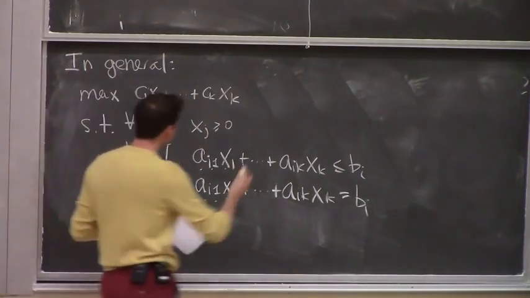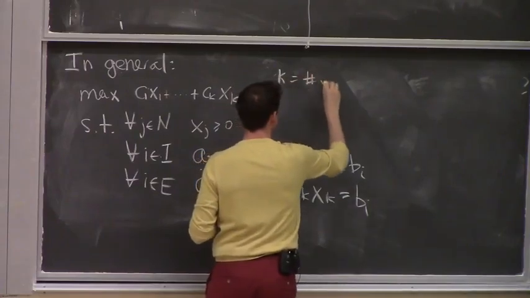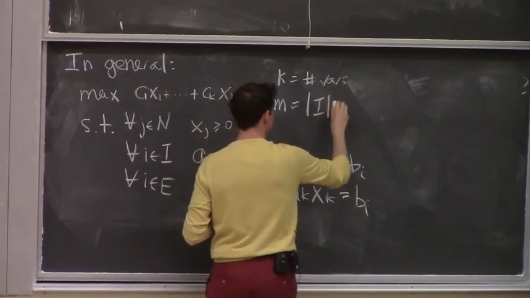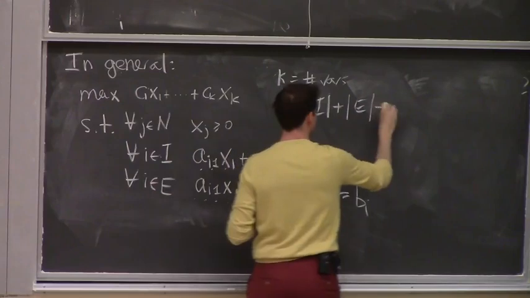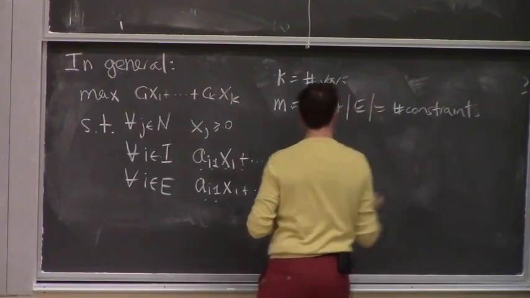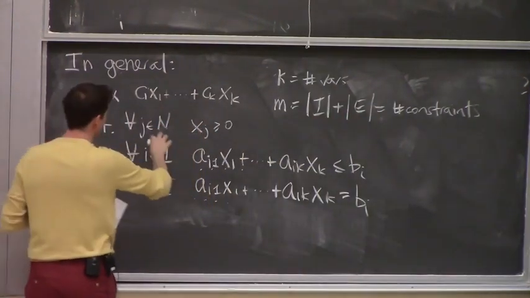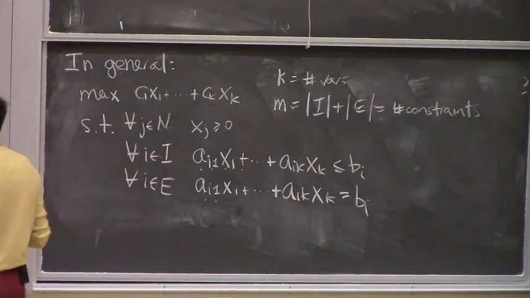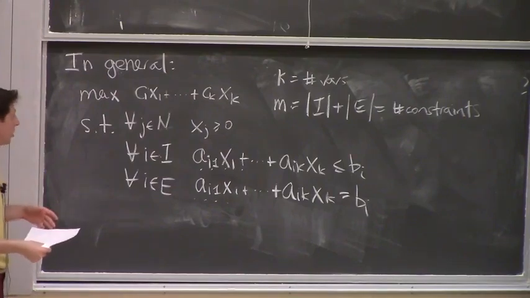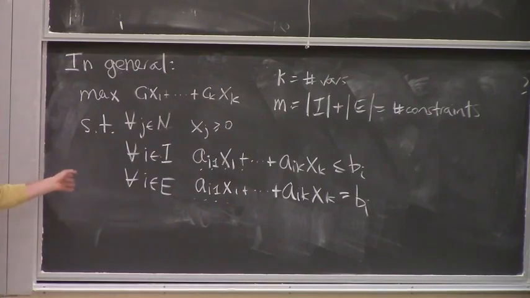So k is the number of variables. We can call m the number of constraints, which is the number of things in I plus the number of things in E. Why am I not counting these? They are constraints, but we treat them a bit differently, the same way that you saw they played a slightly different role. So this is just a general linear program. Do we agree?